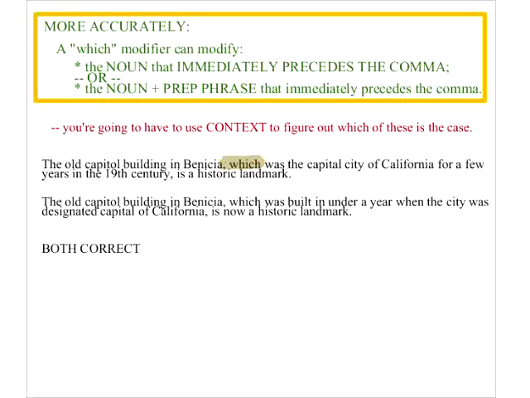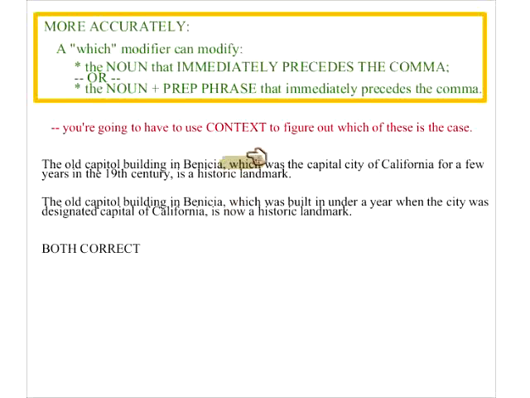Okay, we've got a couple of people saying building. Remember that when you read, you need to understand the context of the sentence. So yeah, the context of the sentence here is that Benicia was once the capital of California. If any of you know California, it's like this little out-of-the-way town now, but it was the capital for a while.